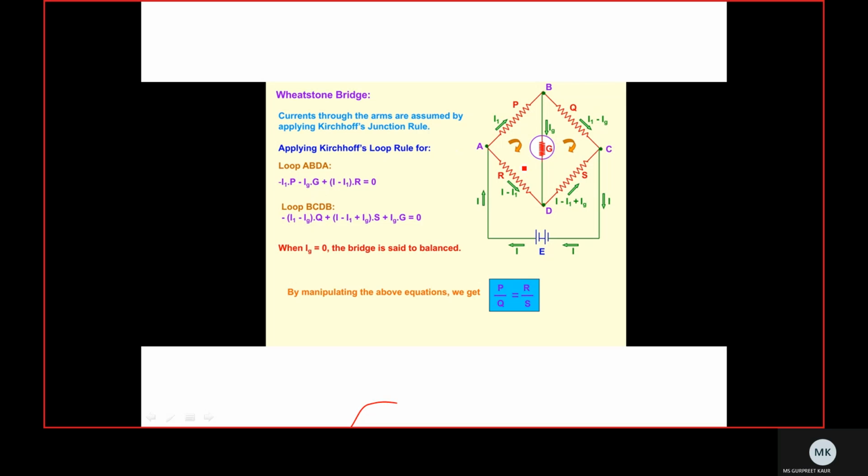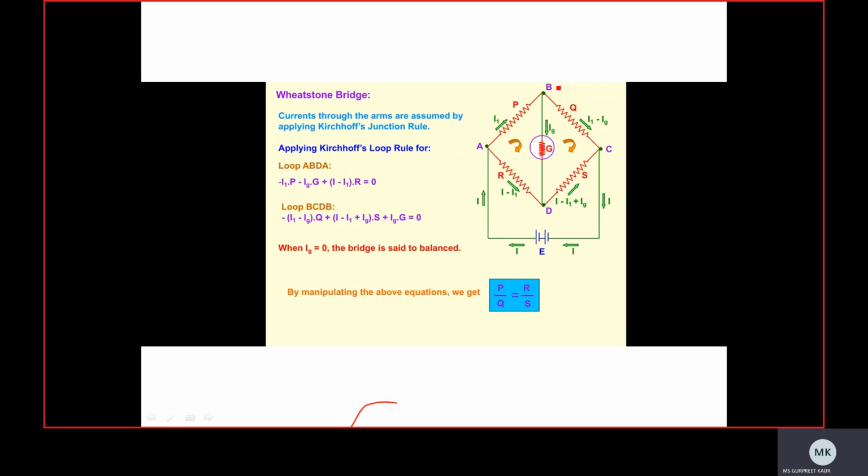Now here you are moving clockwise, that is A, B, D, A. You are moving from D to A in this loop. The current in this resistance R is I minus I1, which is opposite to the direction of traversing in the loop. So there will be rise of potential. So it will be written with plus I minus I1 into R. And as per Kirchhoff's loop rule, summation E plus summation IR in a closed loop is equal to 0. So this equation you will get.